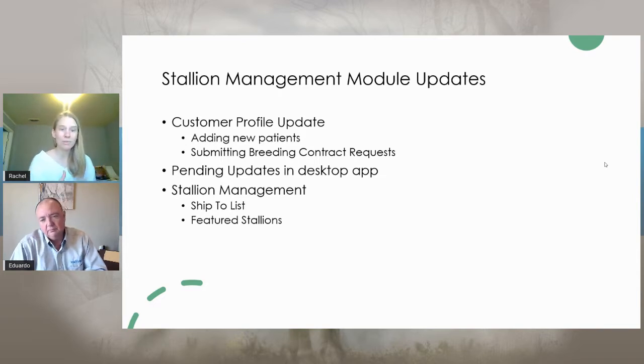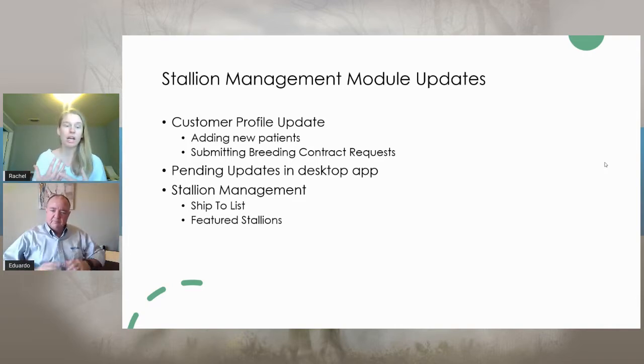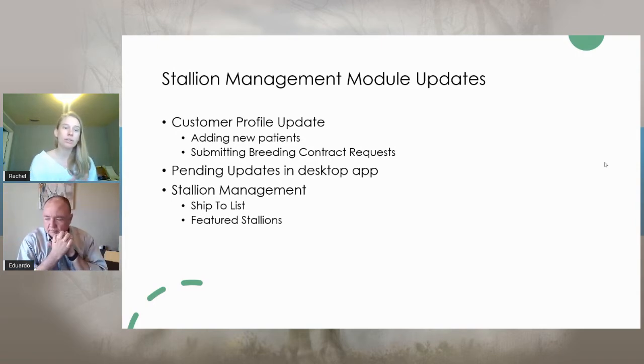A big thing from that wish list webinar that you guys asked us to add was the idea that customers would be able to add their own horses, or patients, to their file, and also the ability to request breeding contracts. That's what we're going to be going over today, and also how those requests translate over into our desktop application, and the things we need to do to make sure it's set up to allow our users' clients to do this.